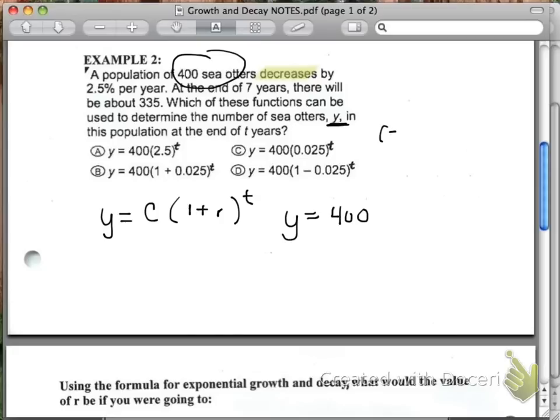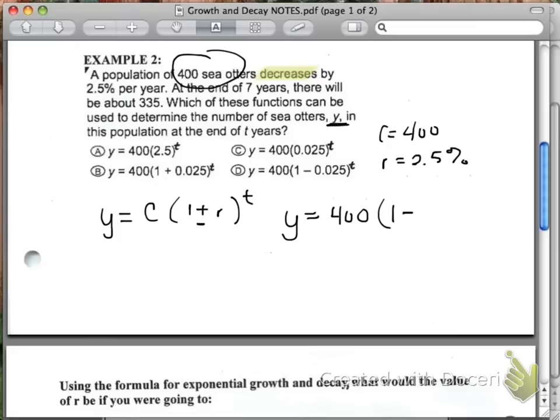So C equals 400, times 1. Now, let's look at here. This word decreases means that we're going to change this sign here, this positive sign, from a positive to a negative. So it's going to be 400 times 1 minus now instead of plus. And then our rate is 2.5%.